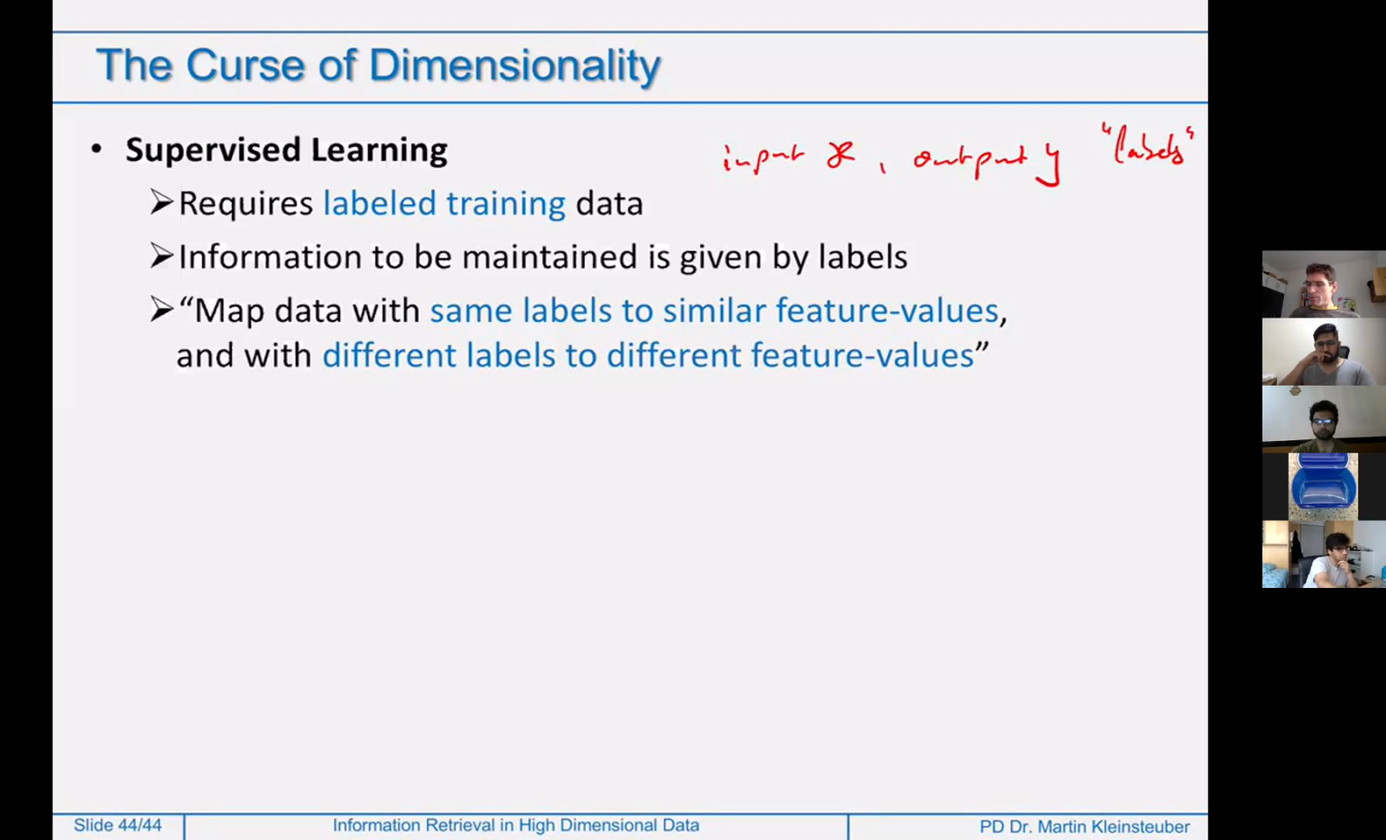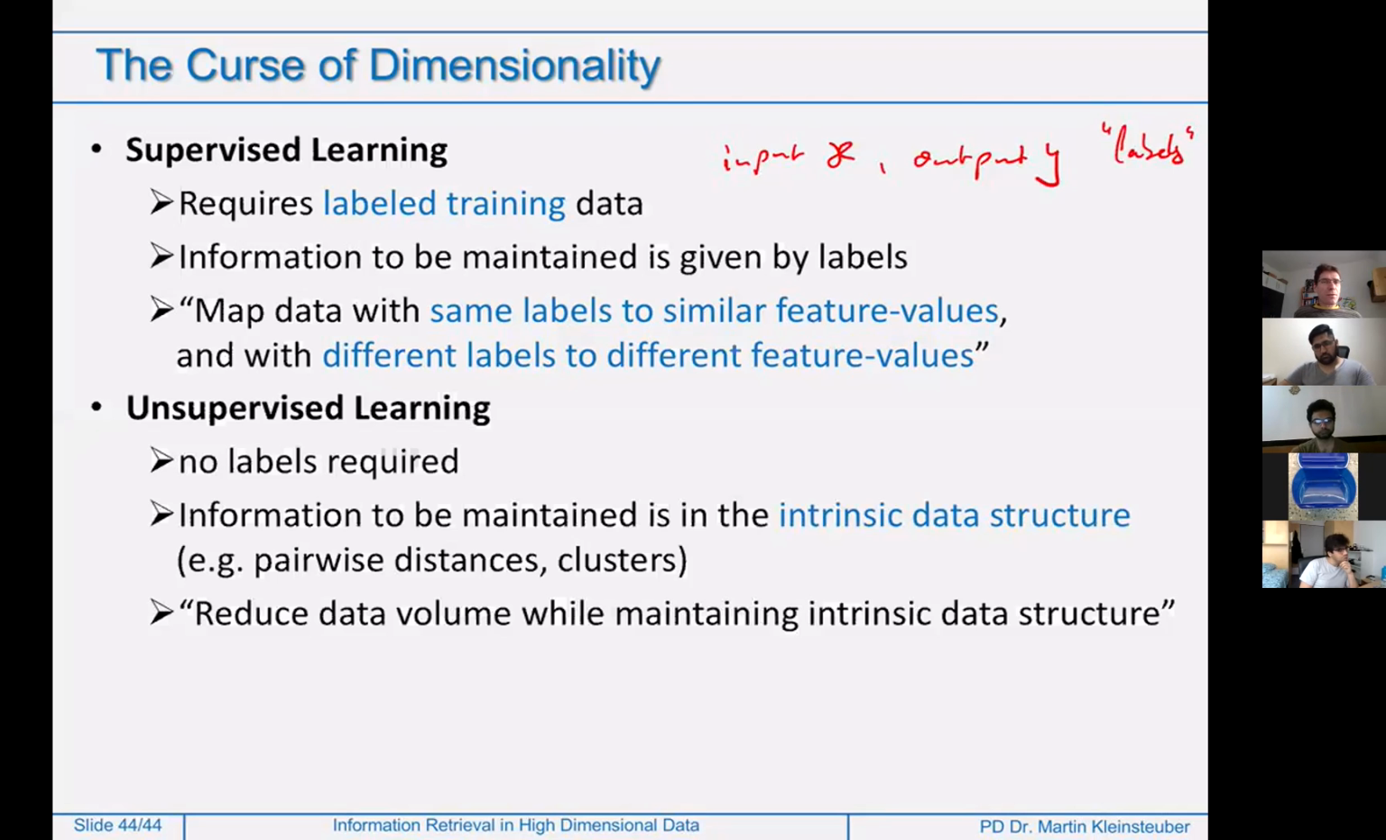If we do not have any labels, and we want to reduce information just by looking at our input variable X, where no labels are required or available, sometimes you wish you had labels, but you don't. Then the information to be maintained is in the intrinsic data structure. And this intrinsic data structure is exactly the correlation that is the difference between white noise on the television and a structured image.